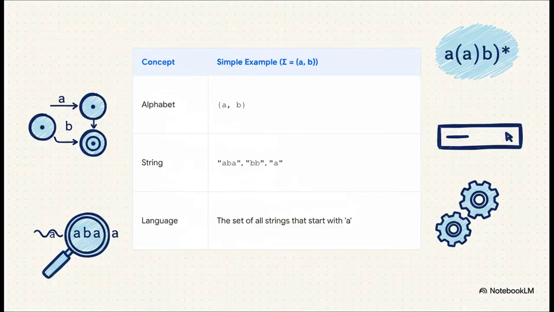So let's put it all together right here. Let's say our alphabet is just A and B. We can make all sorts of strings, like AB or BB, but the language we're interested in might be, say, the set of all strings that start with an A. Our entire mission, then, is to build a machine that can look at any string and tell us instantly, yep, that one's in the club, or nope, not this one.